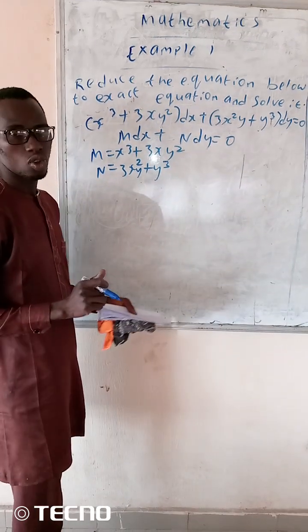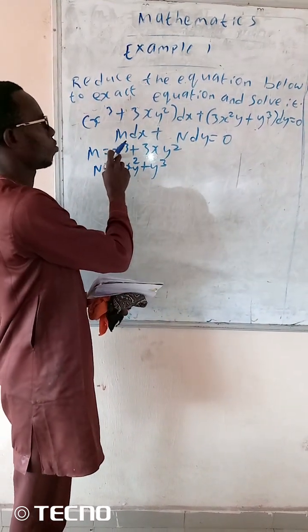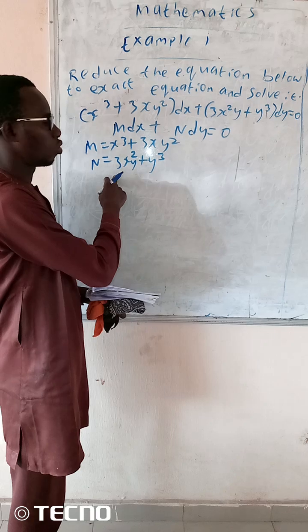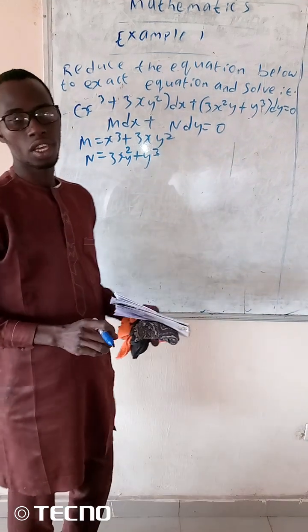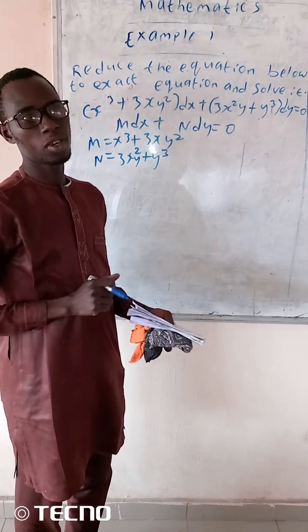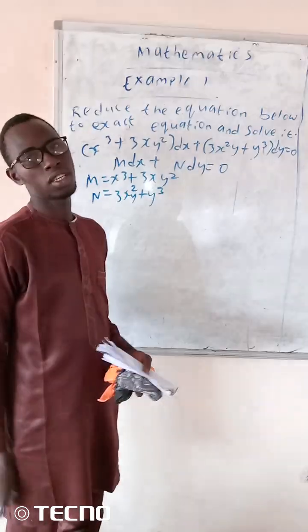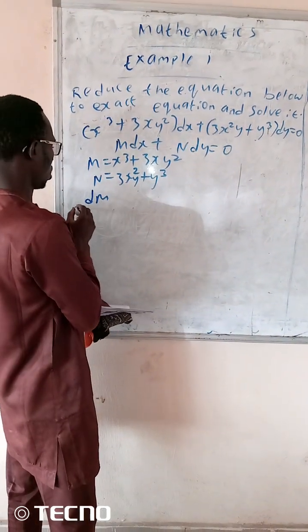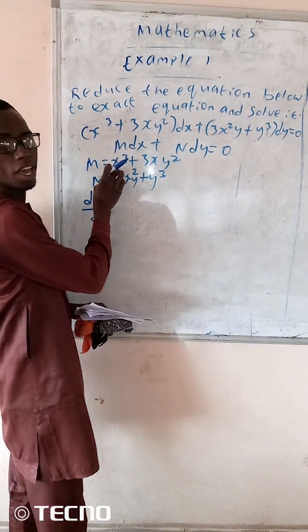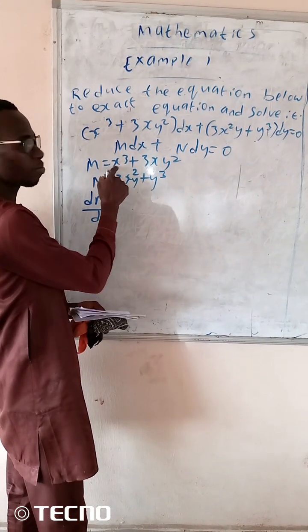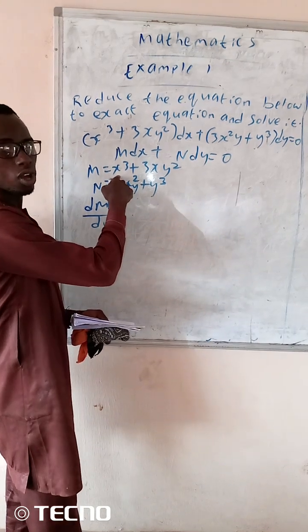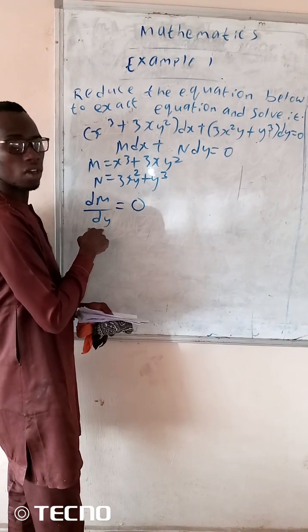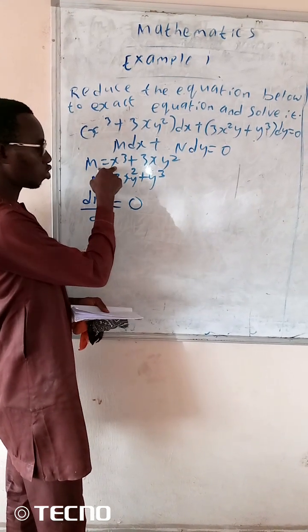The next thing to do is we are going to differentiate M with respect to y, and differentiate N with respect to x, and compare if their values are the same, and that means it's an exact equation. So what do we have now? We have the differentiation of M with respect to y. Now x^3, since it does not have y, automatically it will be 0, because we are differentiating with respect to y. So here will be 0 since it does not have y.